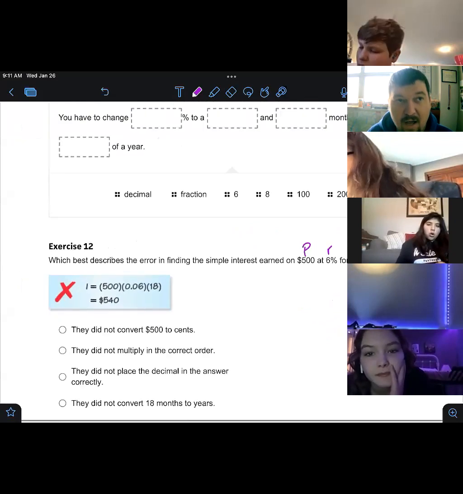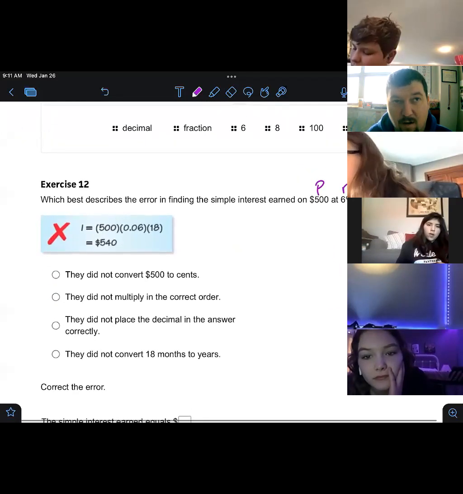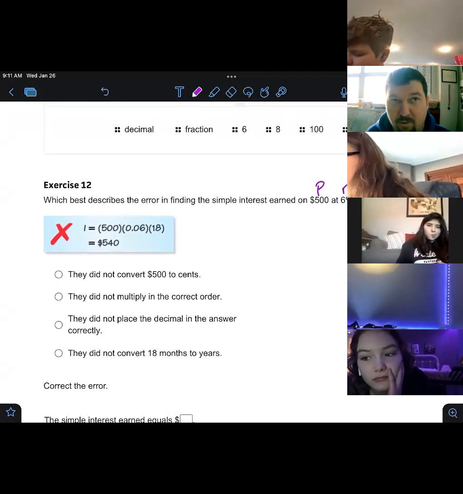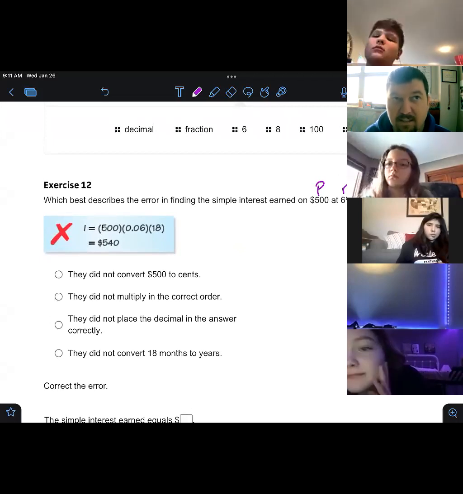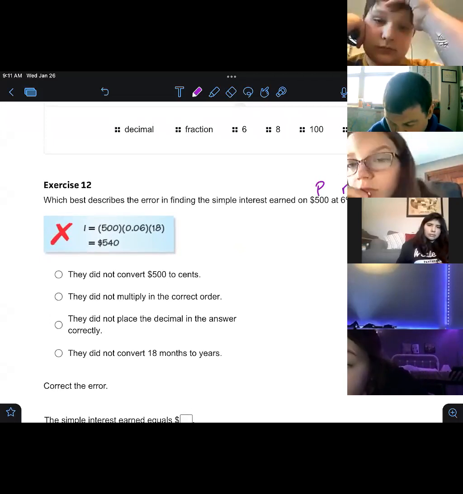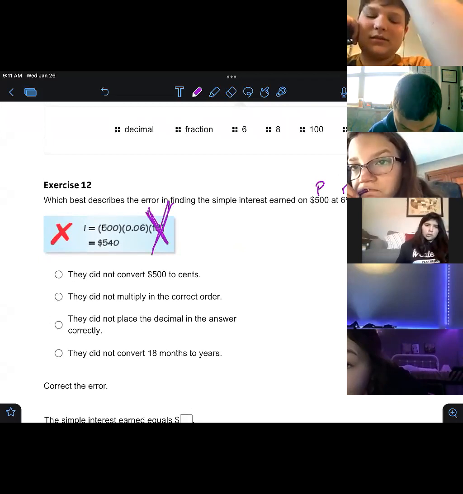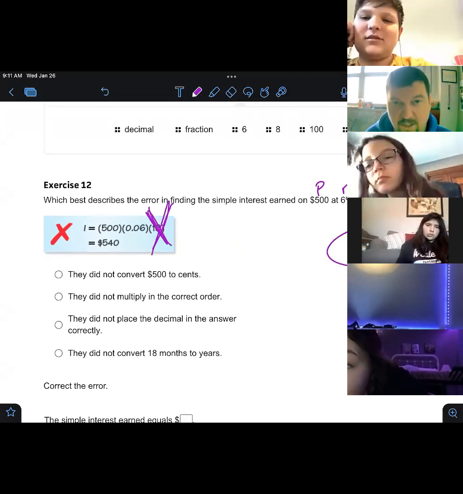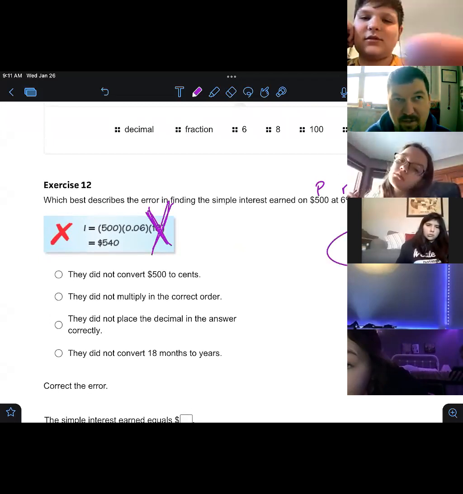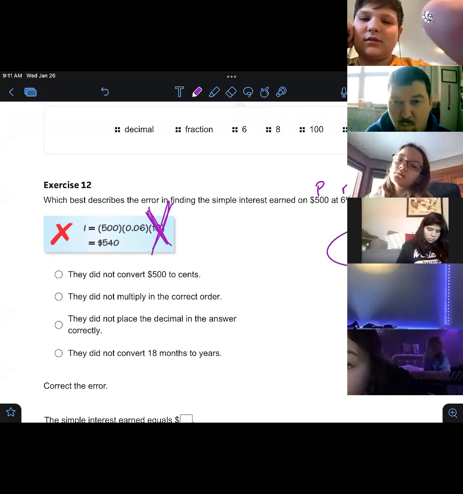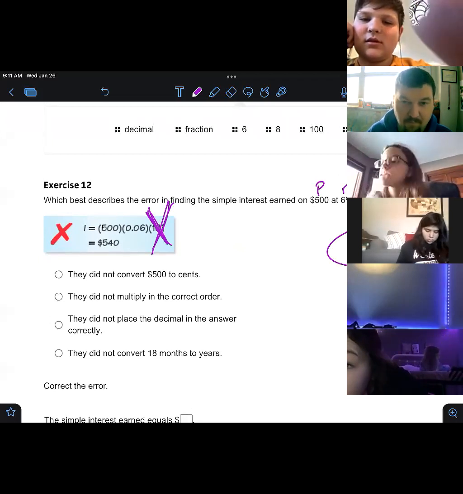Okay, that makes sense. So as you are correcting number 12, they plugged in the 500 to the right spot. They plugged in 0.06 to the right spot. You just have to make sure you replace the 18 with 1.5 years, and you'll get the correct interest for that problem. So that's tonight's number 12 homework on the 6.7 part 2.